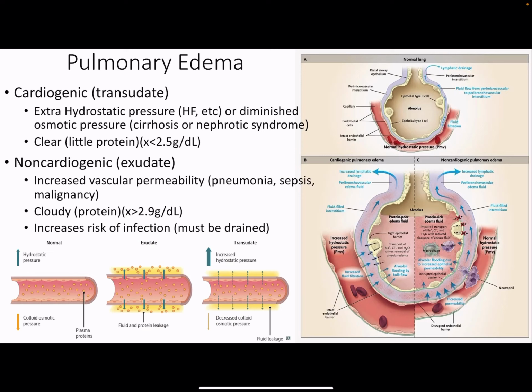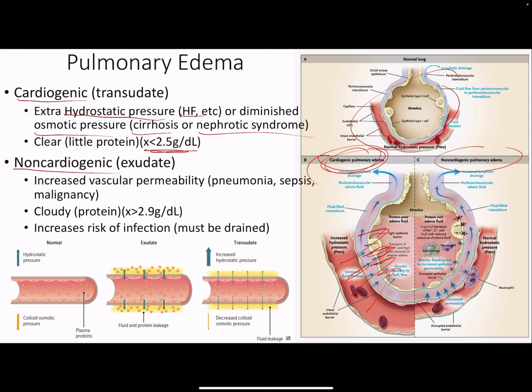So the edema, though, that we're talking about is in the lungs, not the lower extremity. But back to the pulmonary edema, cardiogenic. So if you had heart failure, too much fluid means hydrostatic pressure is too large, or maybe you have cirrhosis or nephrotic syndrome, so there's not enough protein, not enough osmotic pressure. So this is normal, this is cardiogenic, and this is non-cardiogenic. So looking here, we're just going to push out water normally. Maybe a little bit of protein, but mostly just water and fluids are going to get through. So I'm going to have a low protein content, less than 2.5 grams per deciliter.